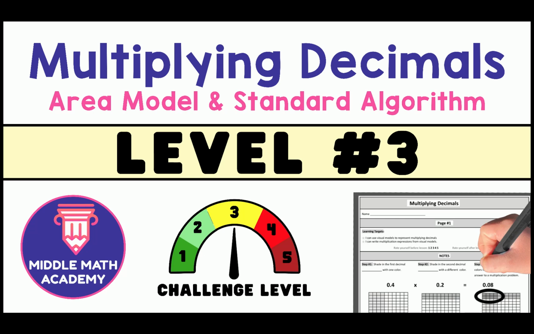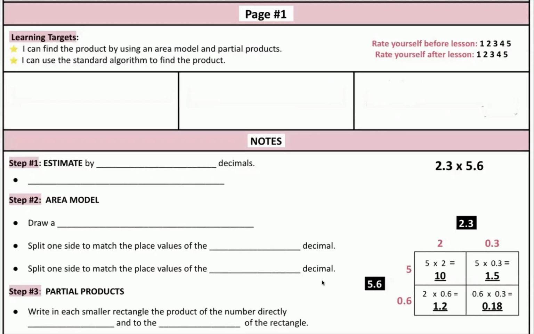This is part of our differentiated series where we have 5 levels of challenge for every topic. Let's get started. Our learning targets today are: I can find the product by using an area model and partial products. We're going to work on that on pages 1 through 3 today. And then our second learning target is: I can use the standard algorithm to find the product. We're going to work on that in pages 4 through 6.